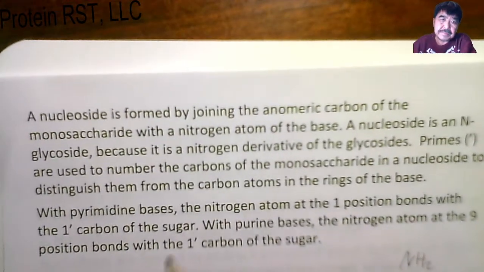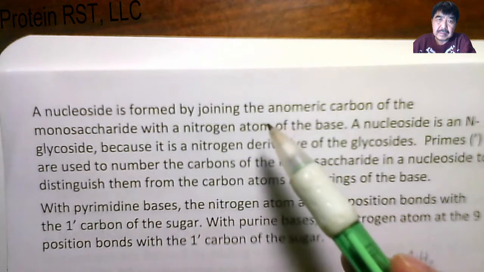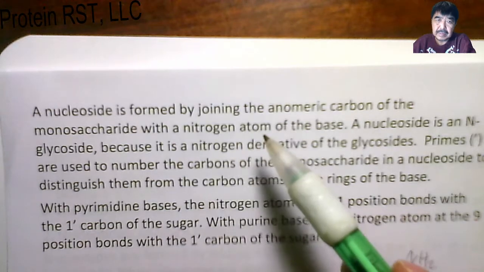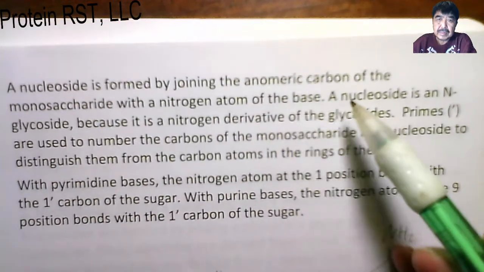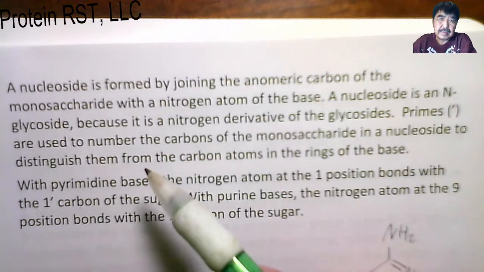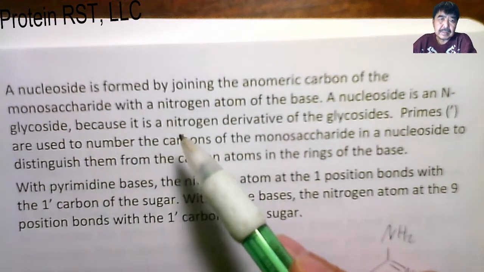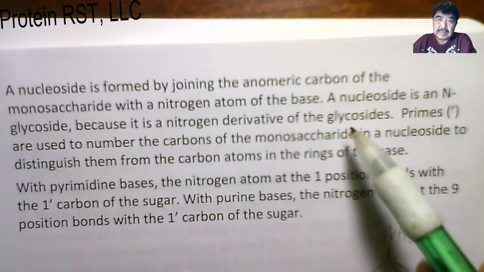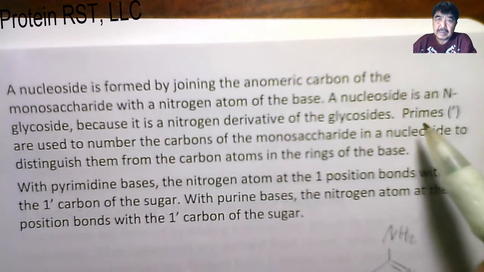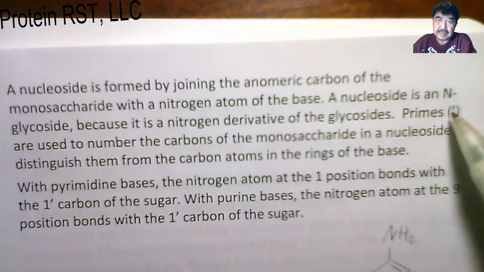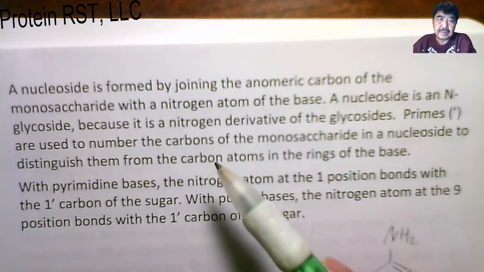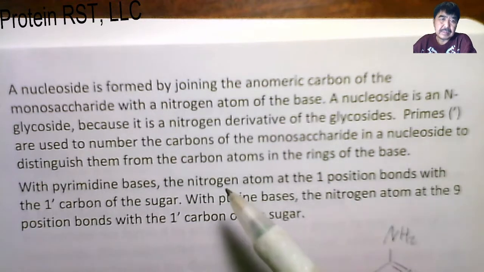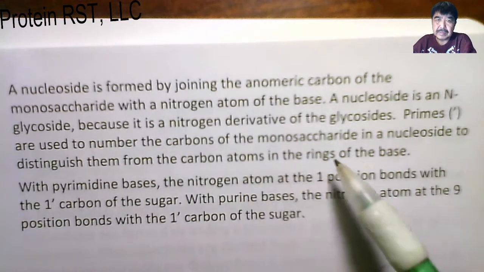A nucleoside is formed by joining the anomeric carbon of a monosaccharide with the nitrogen atom of the base. A nucleoside is an N-glycoside because it's a nitrogen derivative of the glycoside. Primes, the sign of this, are used to number the carbons of a monosaccharide in a nucleoside to distinguish them from the carbon atoms in the ring of the base.